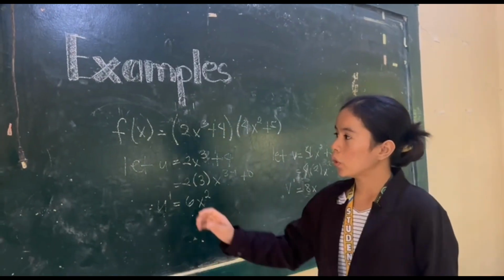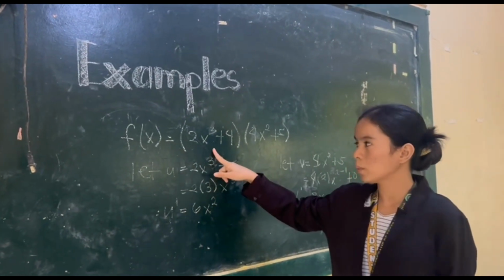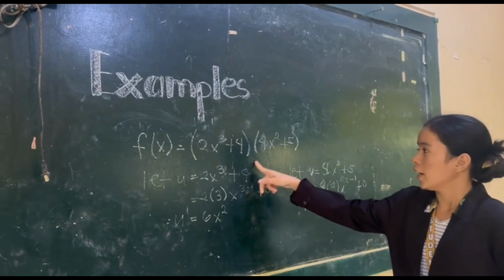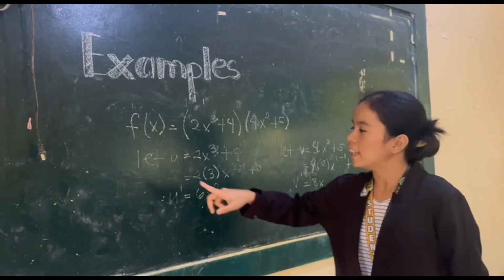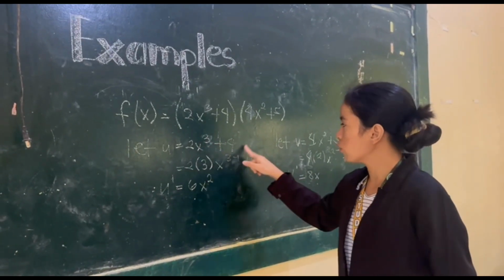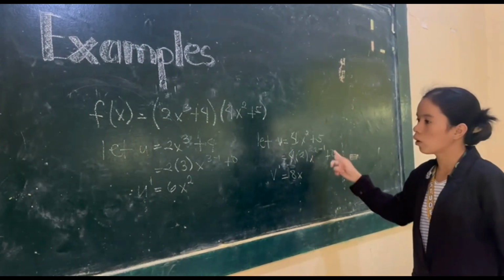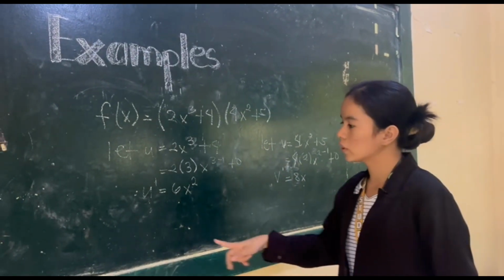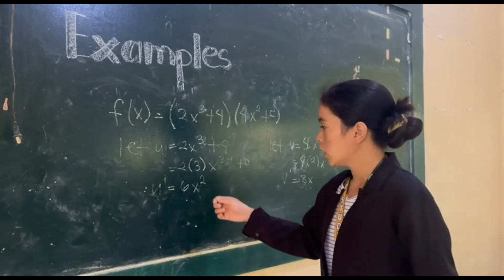For example, f of x is equal to 2x raised to the power of 3 plus 4, and 4x raised to the power of 2 plus 5. Then let u be 2x raised to the power of 3 plus 4 and let v be 4x raised to the power of 2 plus 5. So, to get the u prime, we have to substitute the numbers.